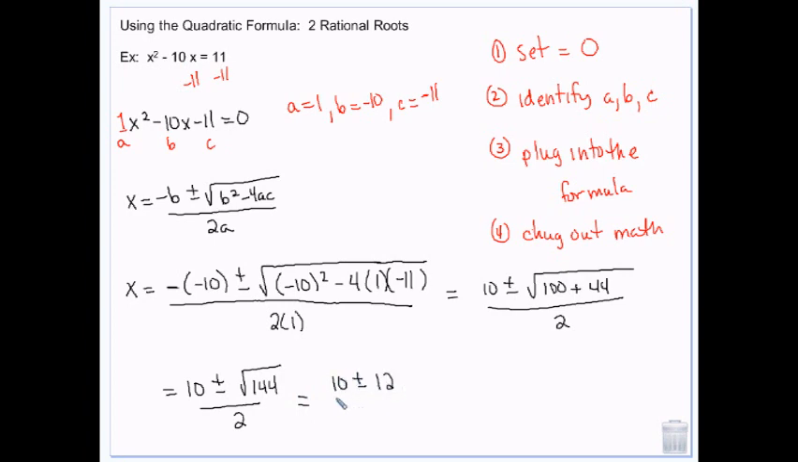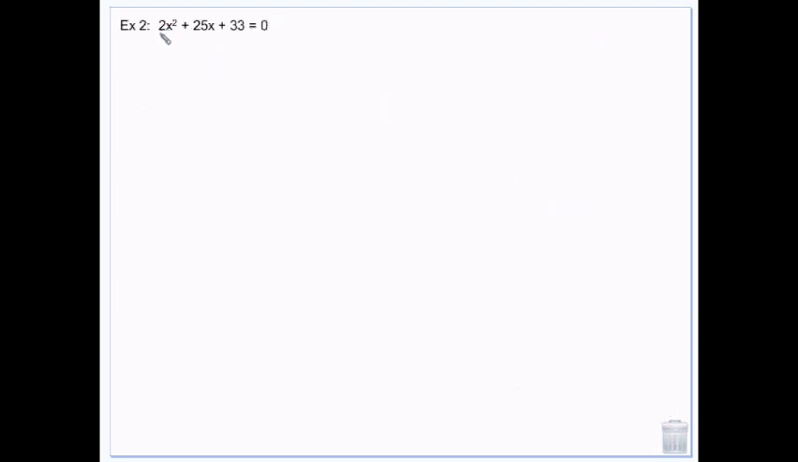Square root of 144 is 12. So 10 plus or minus 12 over 2. And then what I need to do is I need to do 10 plus 12 divided by 2 and 10 minus 12 divided by 2. So 10 plus 12 is 22. Divide that by 2, I get 11. 10 minus 12 is negative 2. Divide that by 2, I get negative 1. So I have 2 rational roots here. Everything worked out nicely and evenly, and I got whole numbers. So I don't have to do that part. I have A, B, and C.